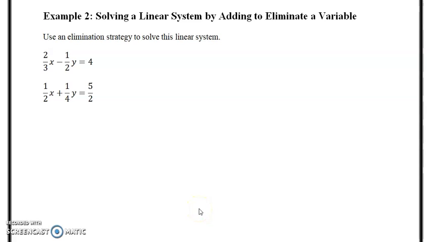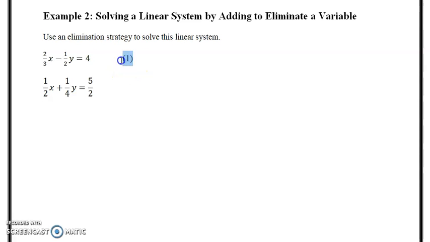Hello everybody, welcome back. Today we're doing example 2 from section 7.5, continuing with the elimination strategy to solve a system of linear equations. If you look at this example here, some would say, okay, this is a nightmare. It's not a nightmare, but it is a little more difficult. We have fractional exponents this time.